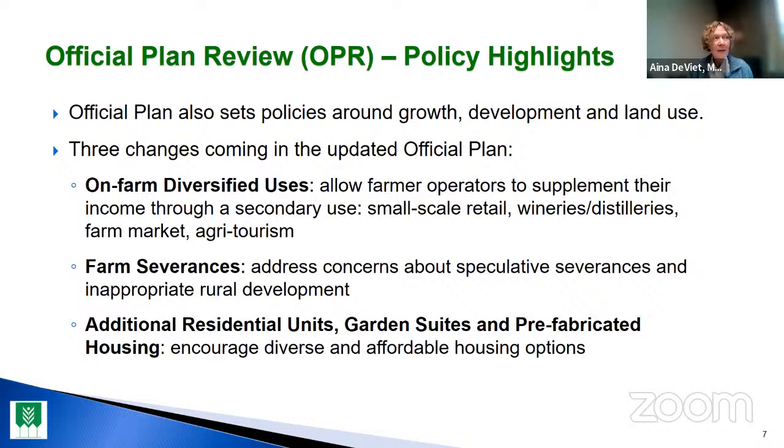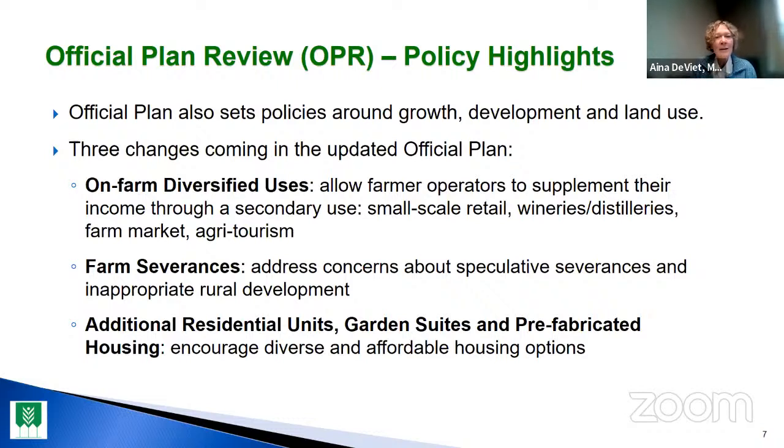Increasingly, OMAFRA is looking at making sure that farmers are allowed to supplement their income through what's called a secondary use. So these secondary uses are those that relate to agriculture, but are not really the primary source of income for the farmer. The farm itself is considered the primary use of the land.